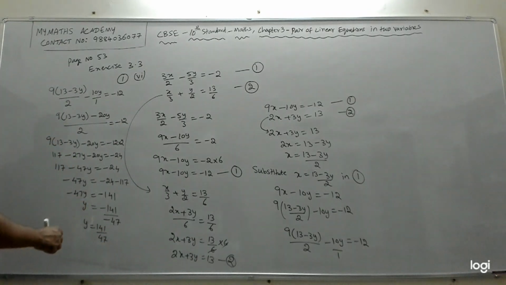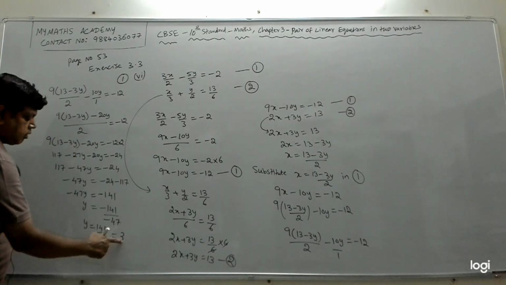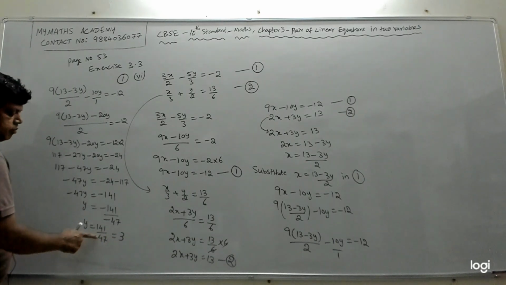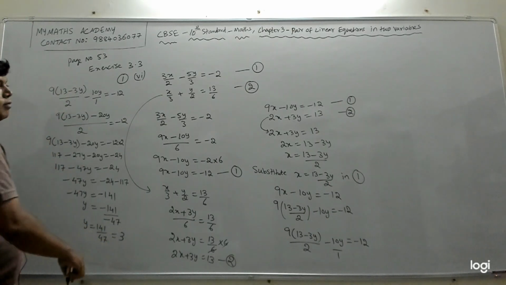Now let's try to divide it. If you divide it, it goes in 47 three times. 47 threes are 141. So if you divide 141 by 47, it goes 3 times. So the value of y is 3.